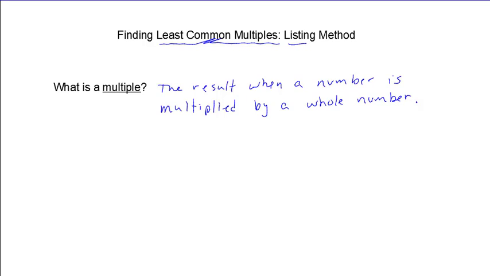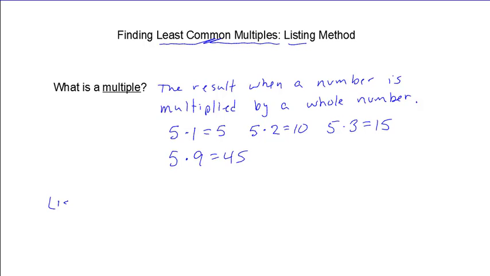For instance, I'm just going to list out a couple multiples of the number 5. So we can say 5 times 1 is equal to 5. We could say 5 times 2 equals 10. 5 times 3 is 15. We can go even further. 5 times 9 is 45. And so if I wanted to create a list of multiples of 5, here's what I would do.